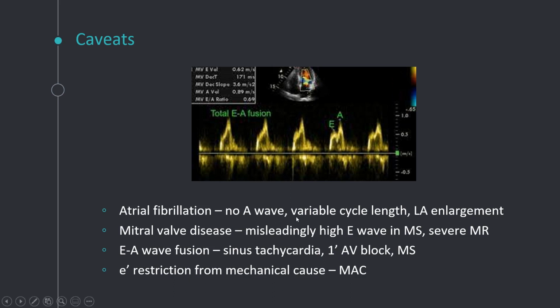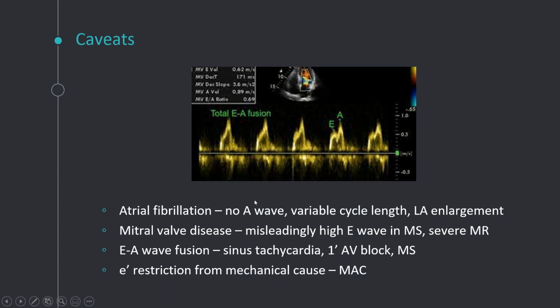Because of a lot of these factors, you can measure E over E prime over multiple RR intervals, taking multiple cardiac cycles and multiple beats and averaging it out. You could do that. Because you only have an E wave, you can also take a look at the deceleration time, and that is a possibility. But oftentimes we say that diastolic dysfunction cannot be determined because of atrial fibrillation.